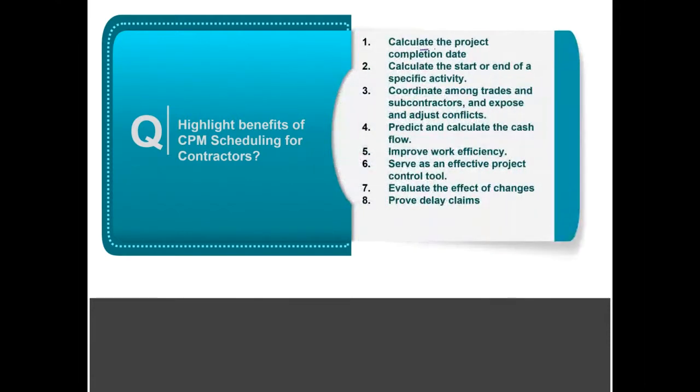So what are the key benefits of CPM scheduling for contractors? The contractors could calculate the project completion date. Using CPM calculations, they could calculate the start or end of a specific activity. They could coordinate among trades and subcontractors and expose and adjust conflicts. It could encourage them to do deep thinking, to understand the logic of the project. It will help predict and calculate the cash flows and improve the work efficiency. It could serve as an effective project control tool. So not only planning it, but also ensuring that we are delivering what we promised. And if it is not, then introducing different control measures to put the project back on track.